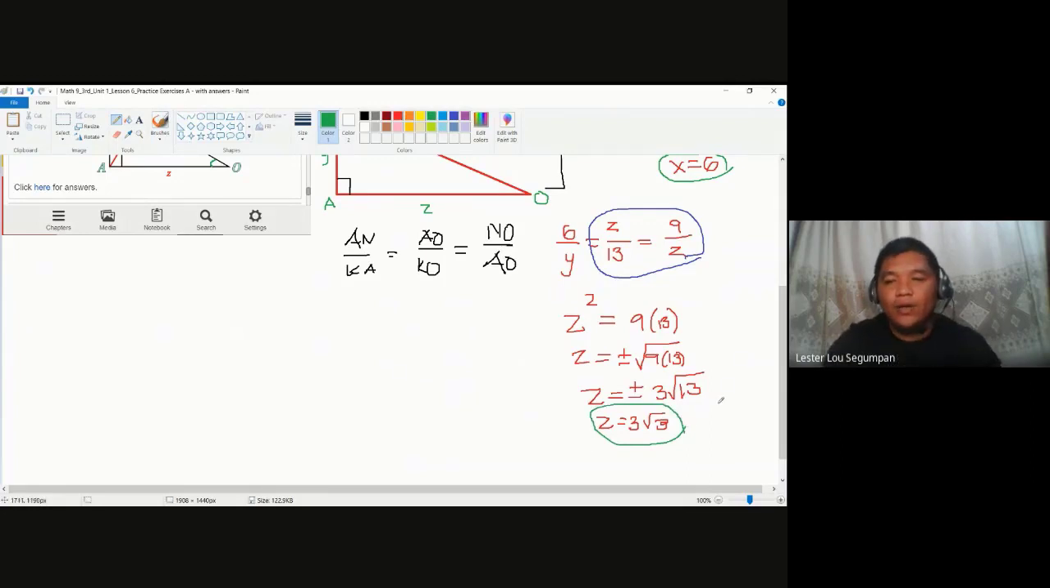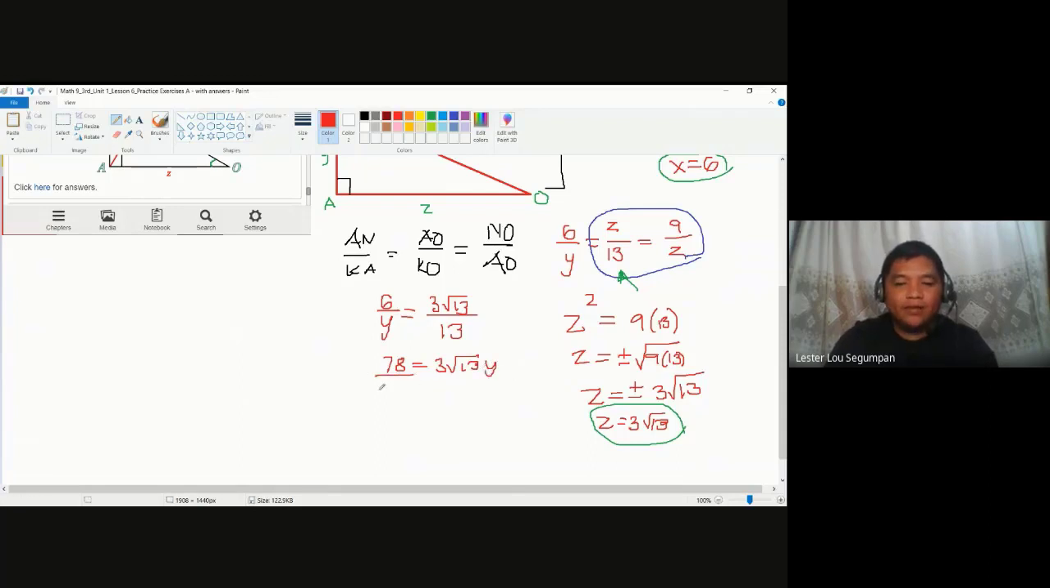Okay. Now we could substitute here z in this equation here if you want to. So we will have square root of 13. That's square root of 13, sorry. We could substitute here z to solve for y. And that would become 6 over y is equal to 3 square root of 13 over 13. So you will have 6 times 13, right? 6 times 13, which is equivalent to 78, is equal to 3 square root of 13 y.